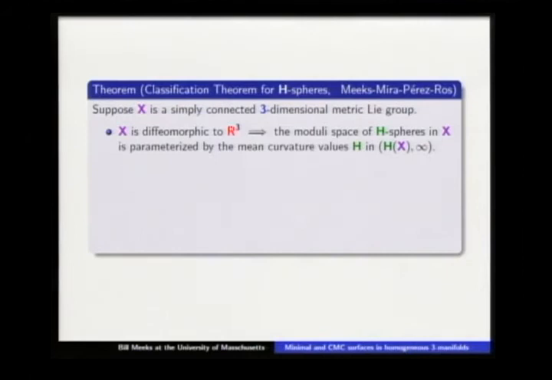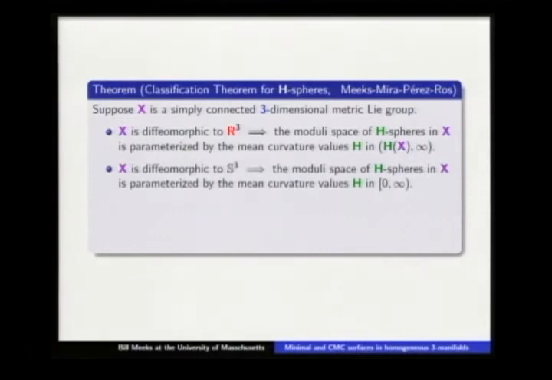It's a classification of constant mean curvature spheres, immersed, right? So X is a simply connected, three-dimensional metric Lie group. Now we're not saying homogeneous, we're saying metric Lie group, not the S2 cross R situation. And of course S3, but I'm focusing now on topological S3 or topological R3. If it's diffeomorphic to R3, then you have a nice characterization of the spheres. The moduli space of spheres up to congruence is an interval. For each value of the mean curvature in this interval, I have a unique example, and that example is an analytic parameter of examples. So it's really an interval in a natural sense.